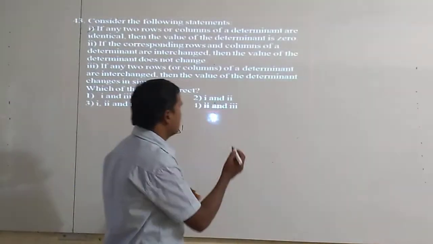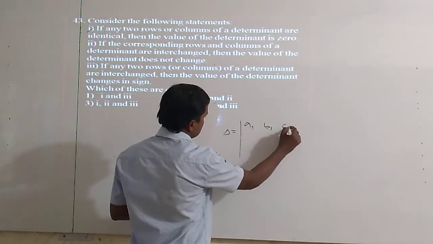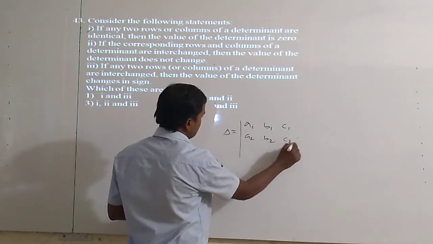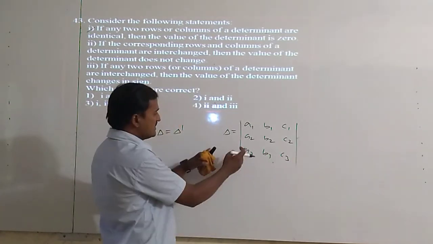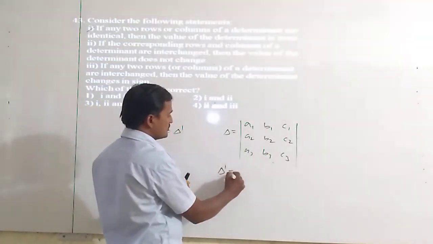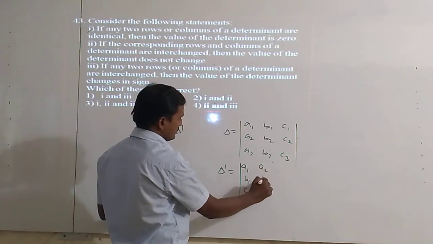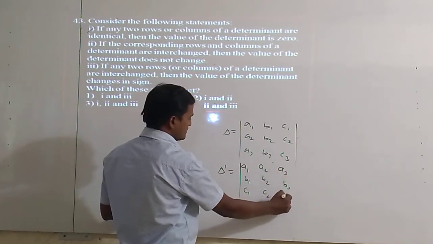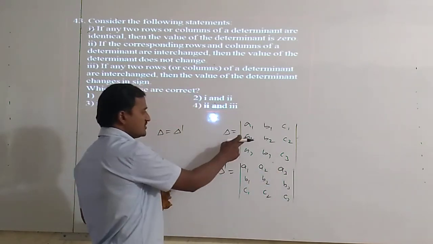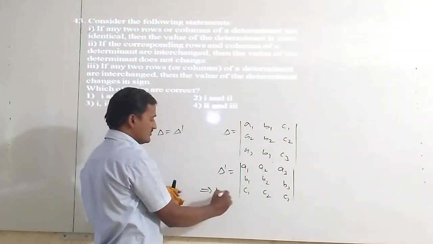So for example, if you take delta equal to A1 B1 C1, A2 B2 C2, A3 B3 C3. So it is a determinant. In this determinant you just have to interchange its rows and columns. So that is A1 B1 C1, A2 B2 C2, right? And here it is A3 B3 C3. So clearly, it is a given matrix and it is a transpose of this one. So clearly here delta equal to delta dash.